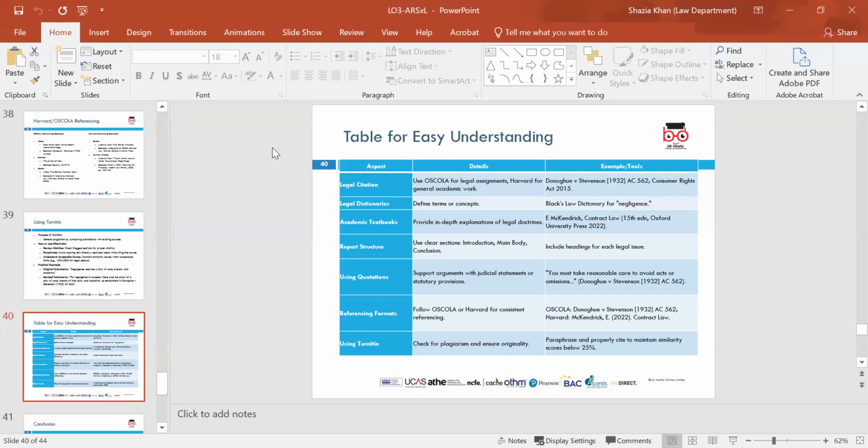Report structure: use clear sections, introduction, main body and conclusion, and include headings for each legal issue, using quotations to support arguments with judicial statements. Then referencing formats, OSCOLA or Harvard, or whichever consistent referencing is dependent on your institution, which one they use, and using Turnitin to ensure quality of the work, originality, and paraphrasing properly to cite certain things.